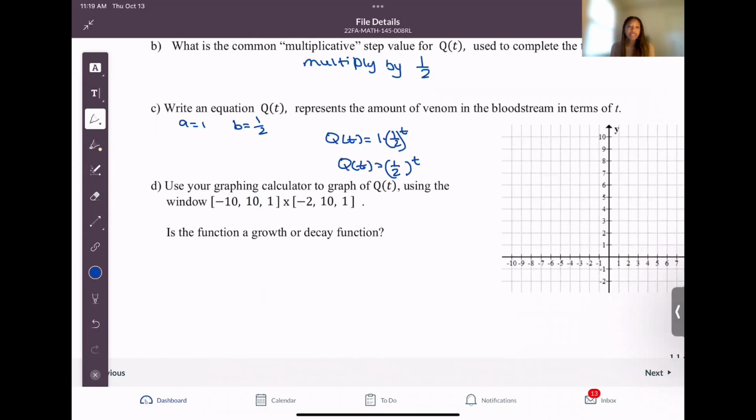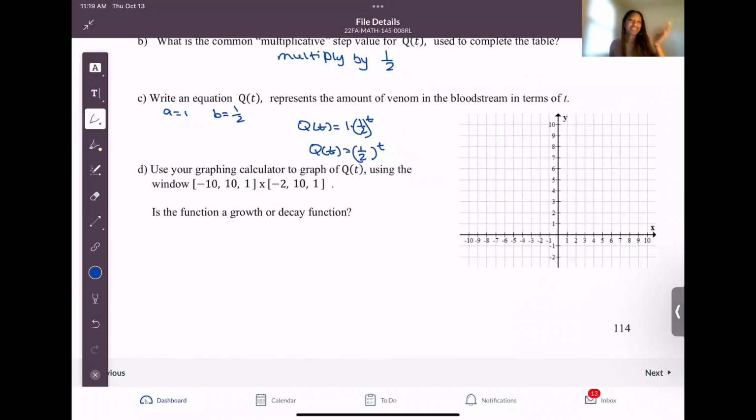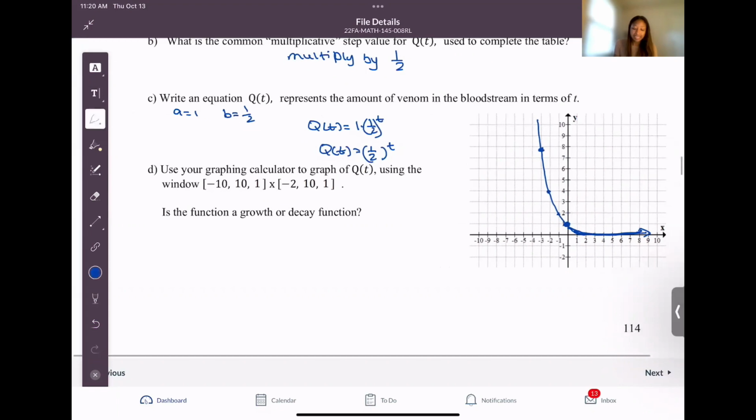When we graph this, it's actually the reflection of 2 to the X. 1/2 to the first power is 1/2, then we have 1/4, 1/8, and then 1/16. We get points that are getting really, really close to the x-axis. If we go the other way, we have 2, 4, 8, and the graph is really, really big. As x increases, the function decreases. So is this a growth or a decay? It's a decay.